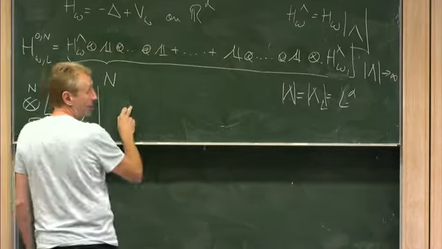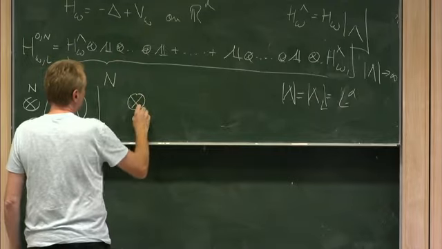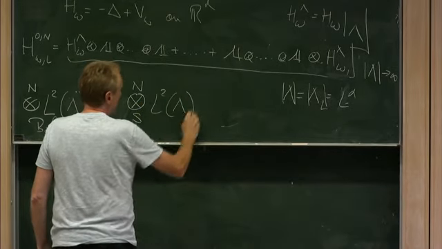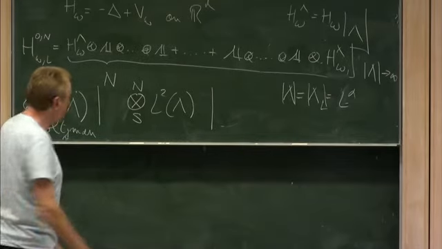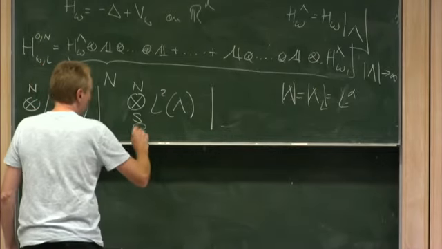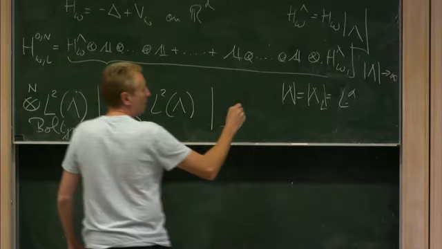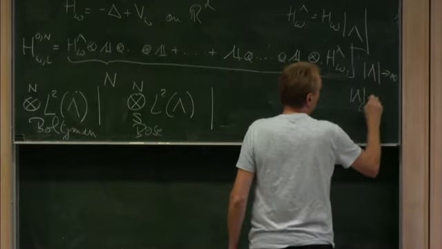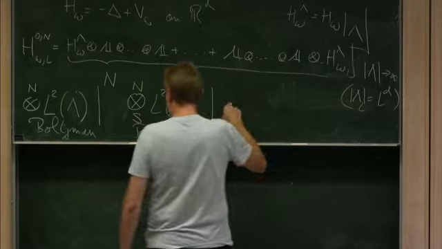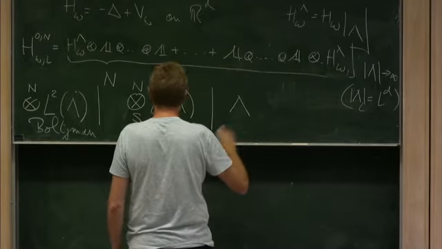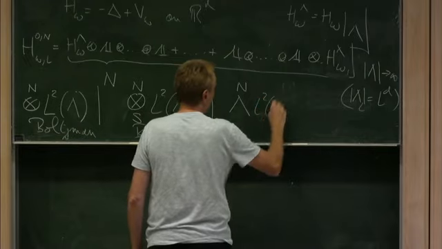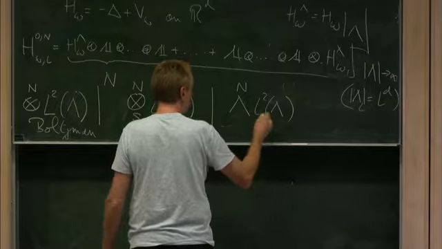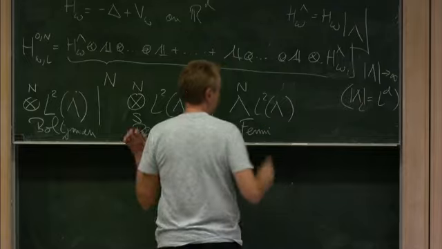We could also look at the boson statistics. Here we take a symmetric tensor product, so we just look at eigenfunctions that are totally symmetric. And we could look at the Fermi statistics, where we take anti-symmetric tensor products of L2 lambda. This is the Fermi statistics.